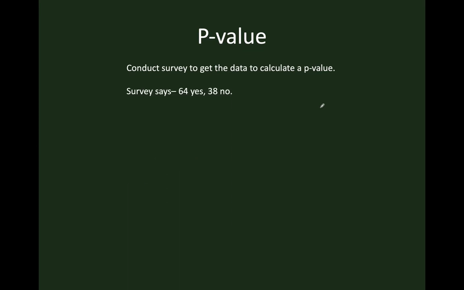So we conducted our survey. We got 64 yeses, 38 nos. So what does this mean? Well, ultimately what we're going to do is calculate a p-value. That's the standard way of determining whether or not our data is significant. What's p hat? P hat is 64%. That's 64 divided by 100.